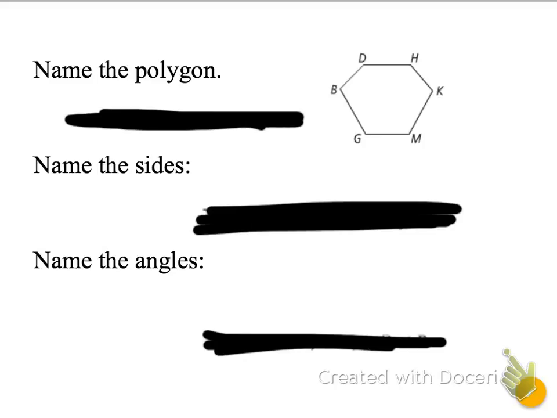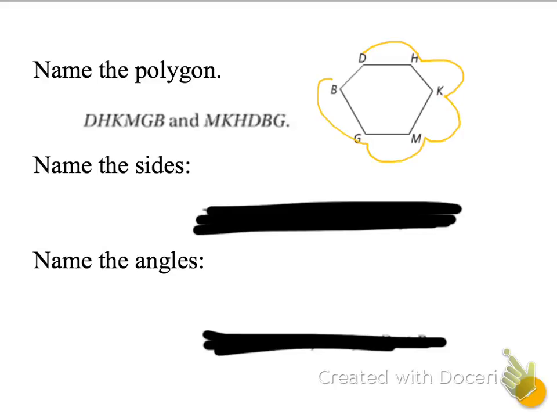So if we're naming this polygon, you have to name them in order. If we look at this first one here, we start with D, we go to H, K, M, G, B. So you have to name them in order. Another one could be M, K, H, D, B, G. So you label the letters in order.